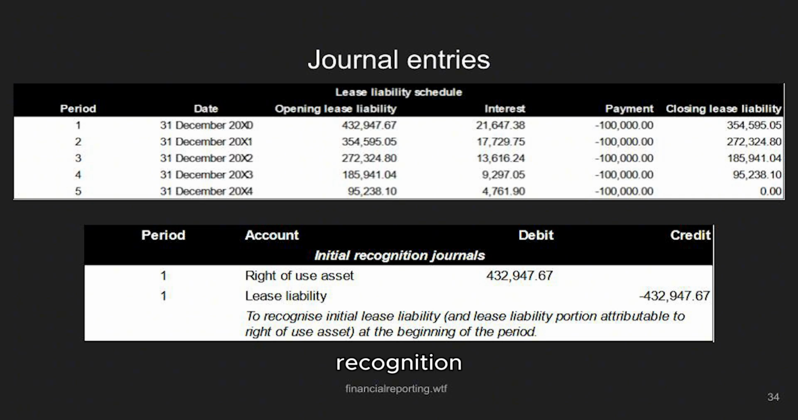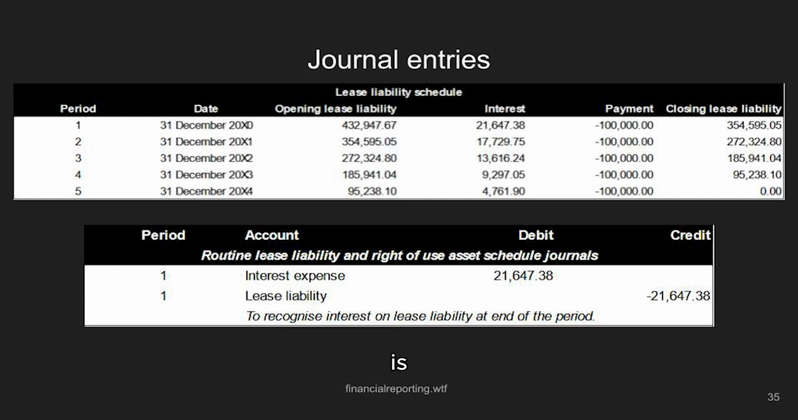After initial recognition, we can get into the journals that we need to post routinely each period until the end of the lease term. We'll only look at the first year, as the rest are posted in the same way based on the schedule. Our first routine entry is to recognize interest for the period, debiting interest expense and crediting lease liability for the amount applicable in the first period. Next, we need to recognize our payment for the period, debiting lease liability and crediting cash, payables, or expenditure.